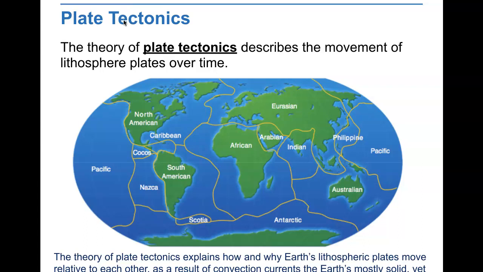During the 1950s and 1960s, Earth scientists put together enough data to create and support the theory of plate tectonics. The theory of plate tectonics explains how and why Earth's lithospheric plates move relative to each other as a result of convection currents in the Earth's mostly solid yet slowly flowing mantle.